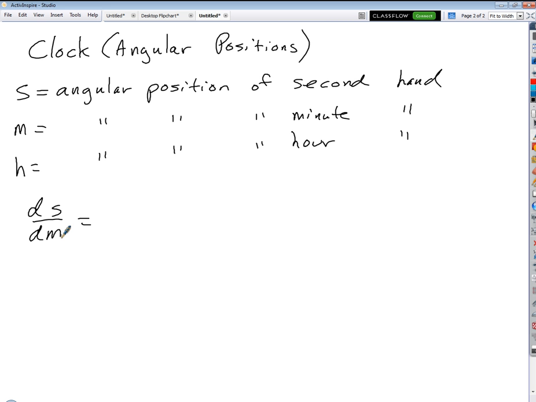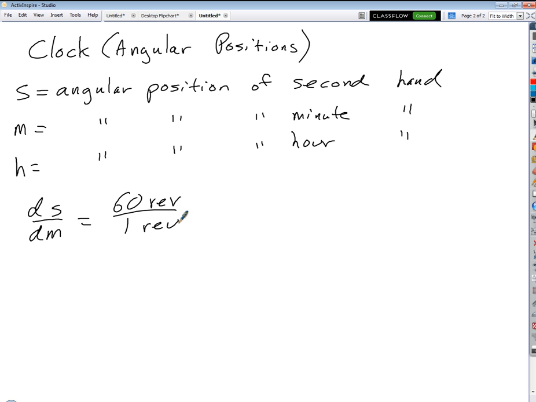Okay, good. Here's how I think about it. Every time the minute hand goes around once, the second hand has to make 60 revolutions, right? So we could write it this way: 60 revolutions per one revolution. Make sense?